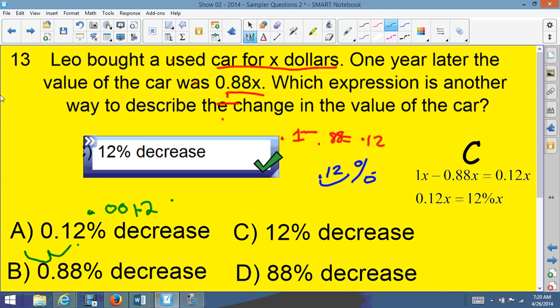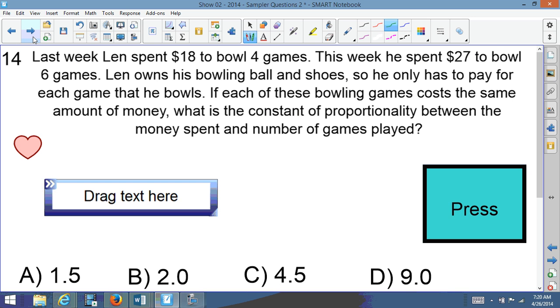All right, let's go on to our next question. Last week, Len spent $18 to bowl 4 games. This week he spent $27 to bowl 6 games. Len owns his own bowling ball and shoes, so he only has to pay for each game that he bowls. If each of these bowling games costs the same amount of money, what is the constant of proportionality between the money spent and the number of games played?